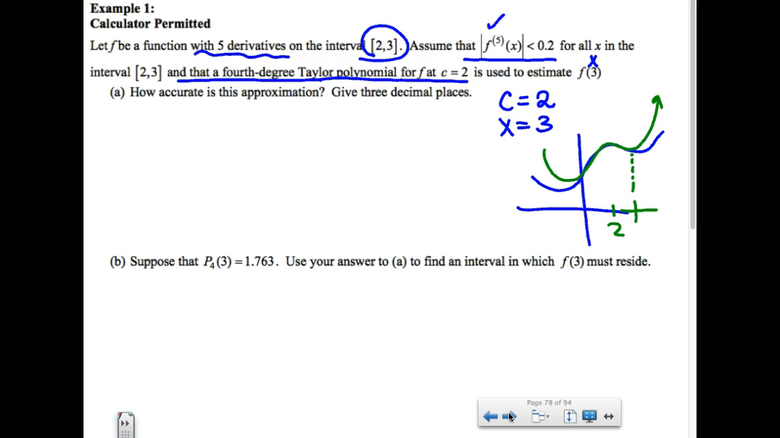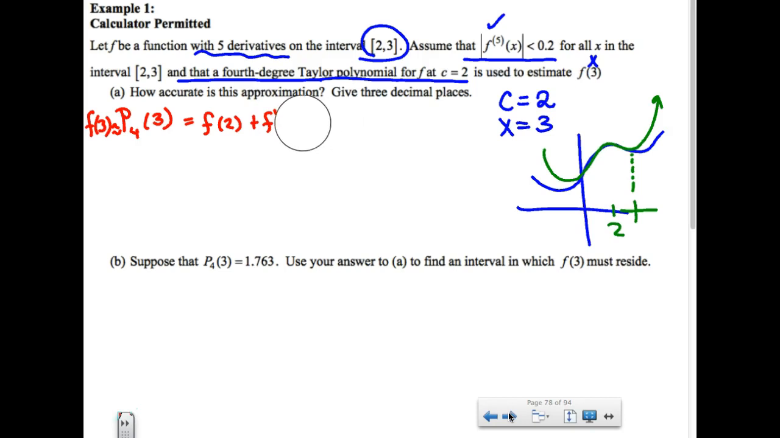And here's how we start. It's a 4th degree Taylor polynomial at 2. So we're going to create that. My polynomial at 3, x is 3, is going to be used to approximate f of 3. And so make sure you put an approximation symbol there because we're going to be approximating using a 4th degree Taylor polynomial. What does that look like? It looks like f of c, f of 2, plus f prime of c, 2, times x minus c.